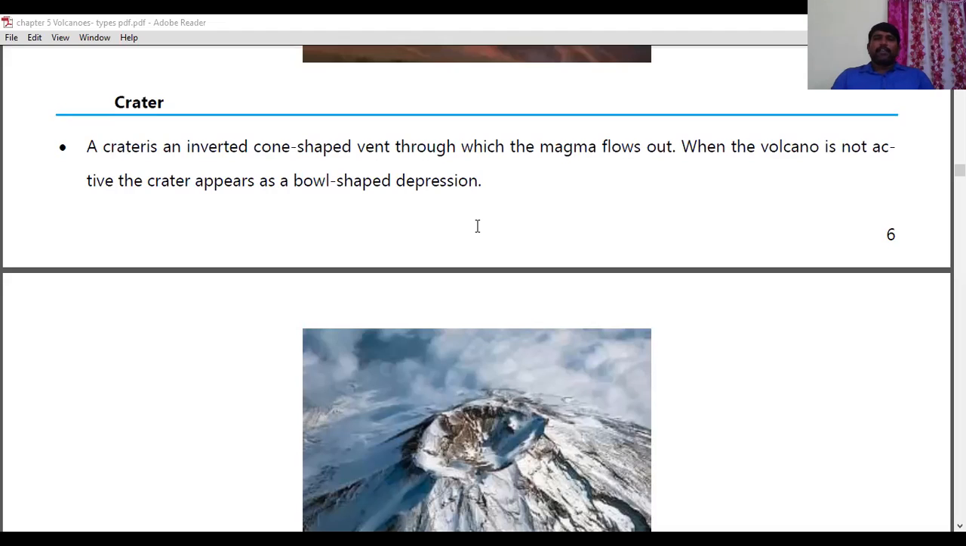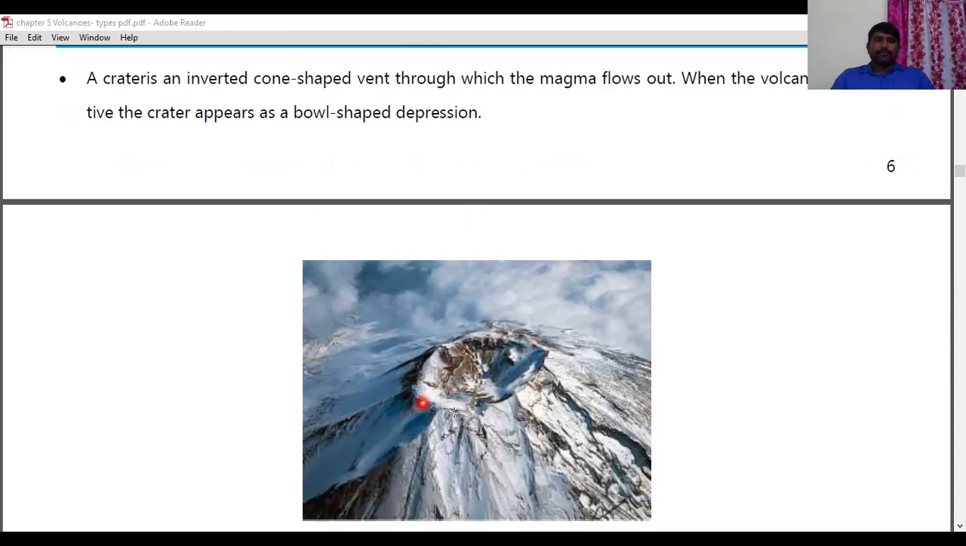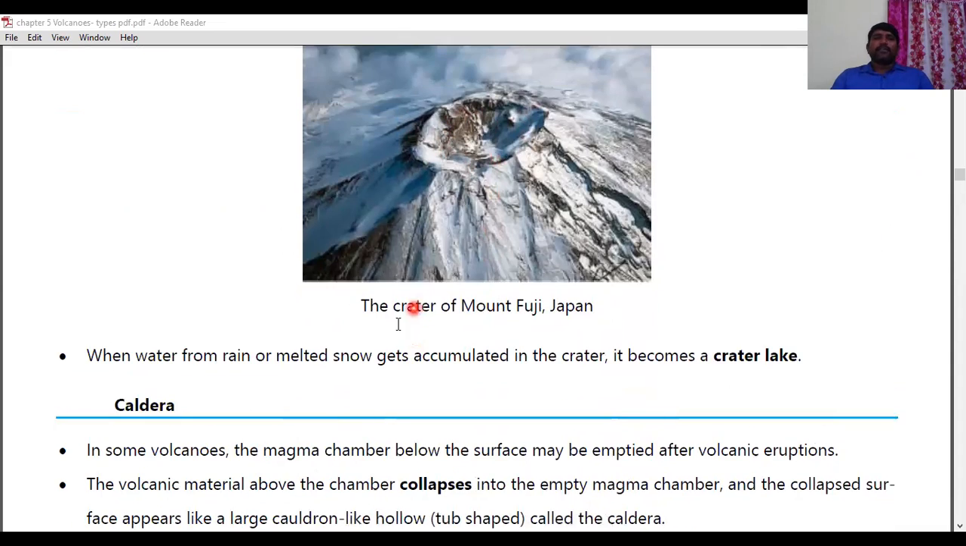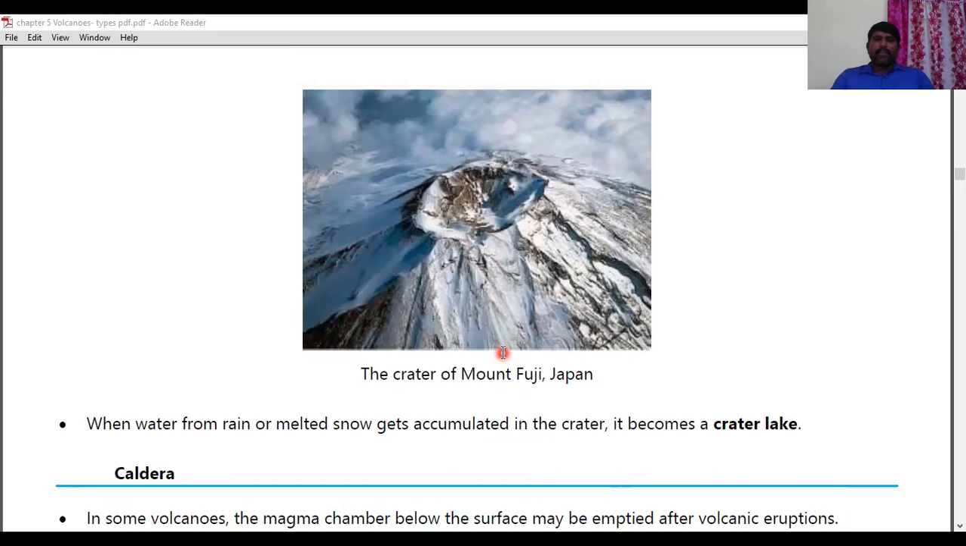Crater is another important explosive landform. A crater is an inverted cone-shaped vent through which the magma escapes onto the surface. When the volcano is not active, the crater appears as a bowl-shaped depression, as shown in the figure on the screen. This is the crater of Mount Fuji or Mount Fujiyama in Japan. When the water from rain or melted snow gets accumulated in this crater, then this crater becomes a lake. It is called a crater lake.